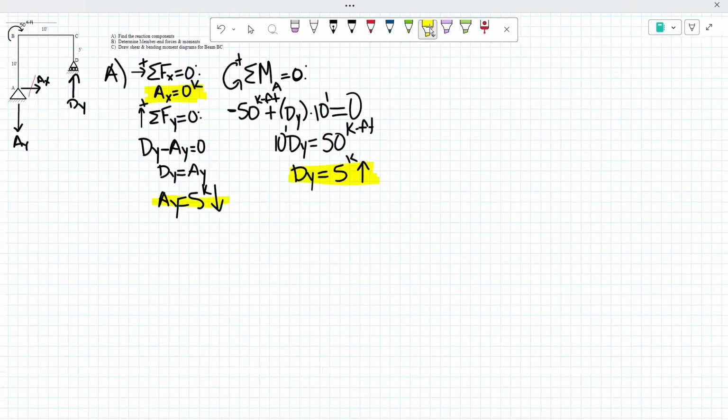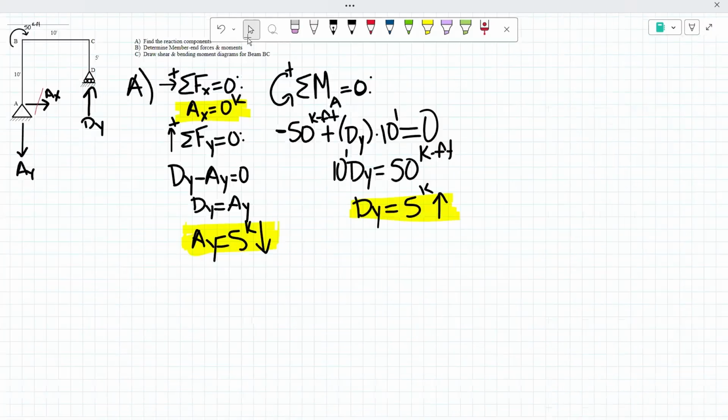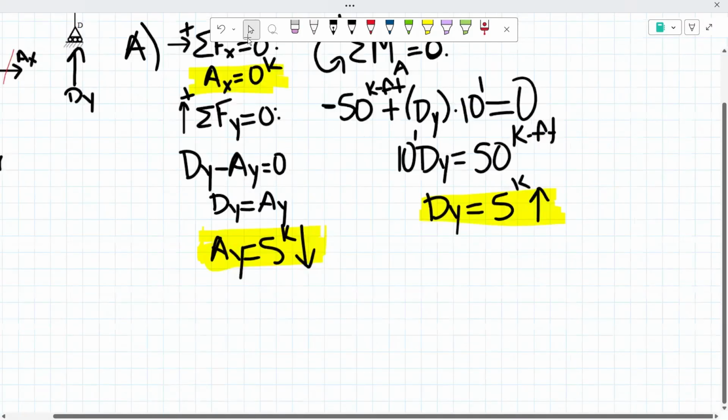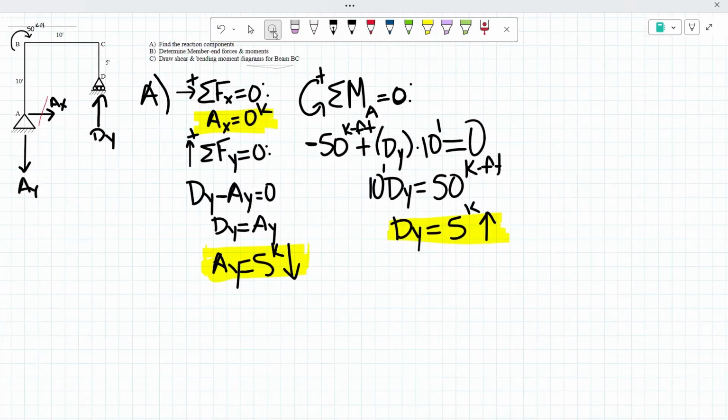I'm sorry for talking about that a bit longer, but I just wanted to make sure everybody understood why assuming doesn't really matter, because in the end, everybody will get the same answer. So just like that, we were able to solve part A, where it asked us to find the reactions.